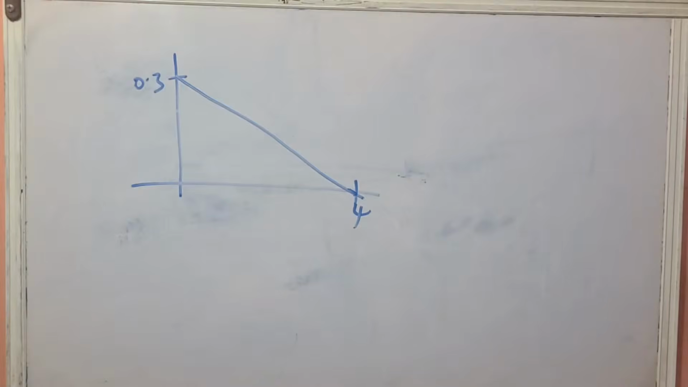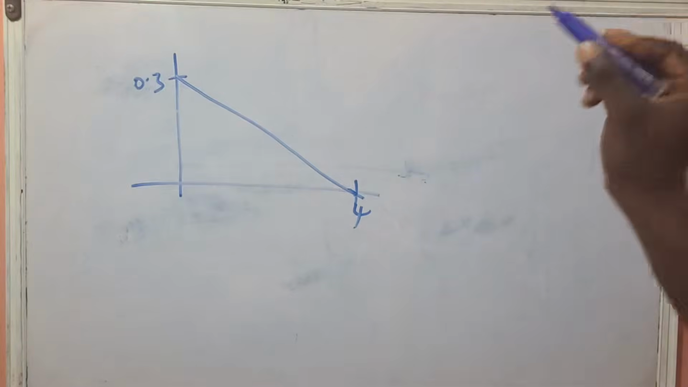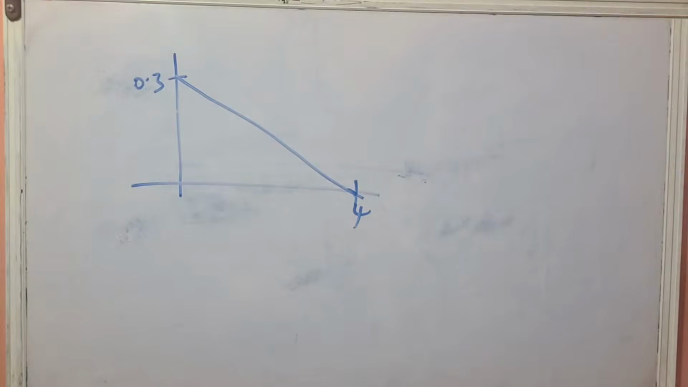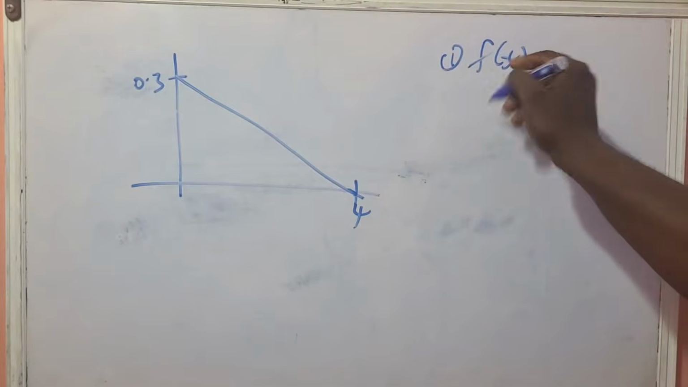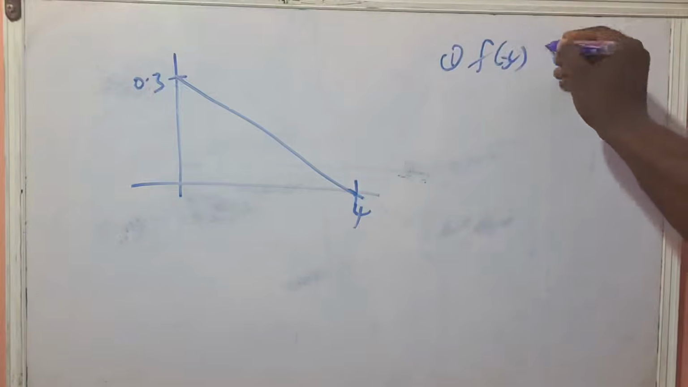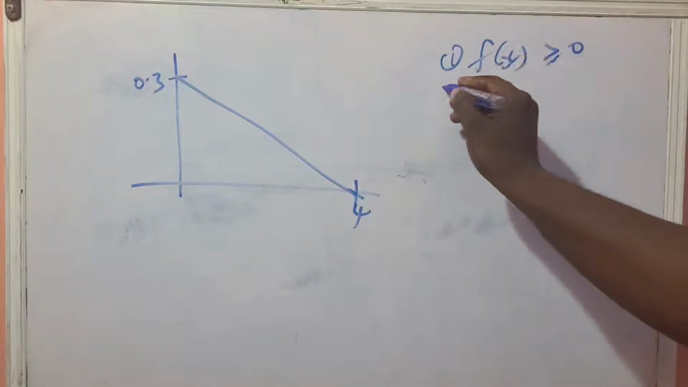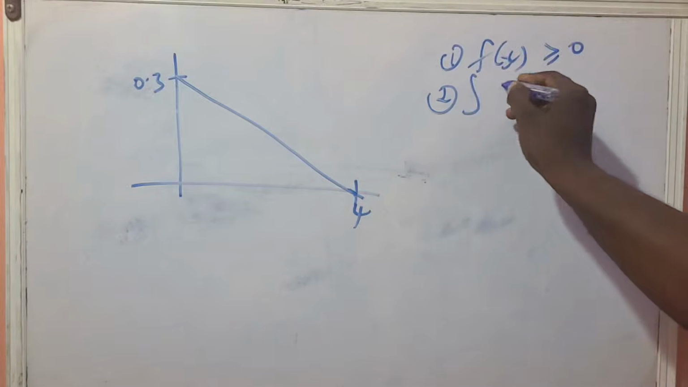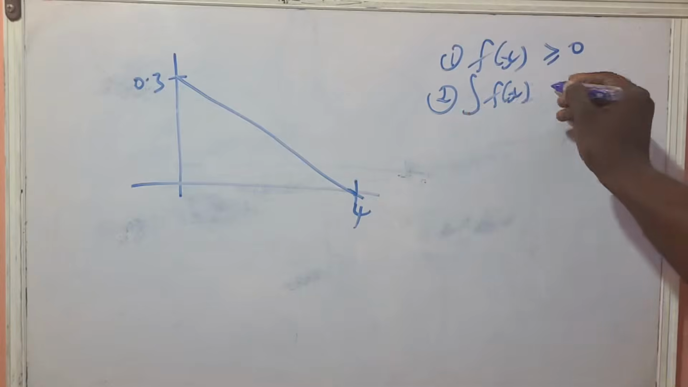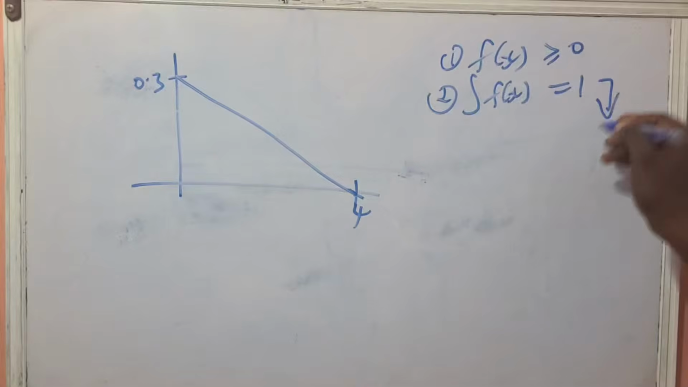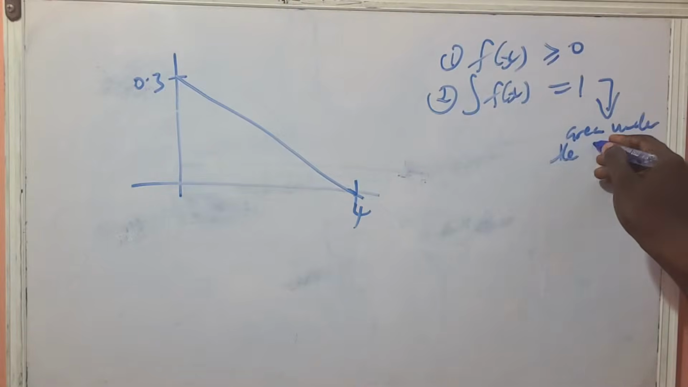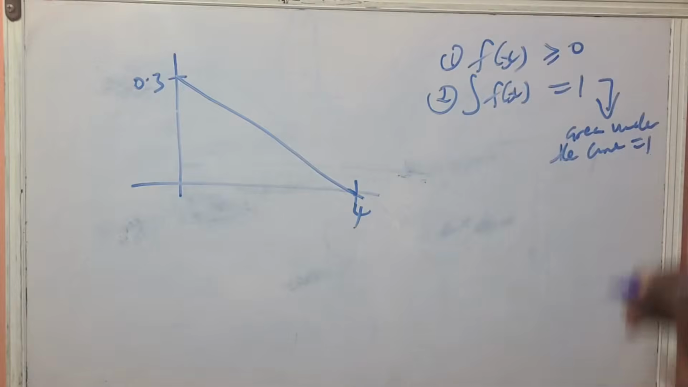And I'm not going to prove it without doing two things. Before you decide something is a PDF or not, I told you two rules must be fulfilled. Number one, all the probability density function must be greater than or equal to 0. Number two, the integral must be equal to 1. Or another way of saying this, which I explained already, is that the area under the curve must be equal to 1.